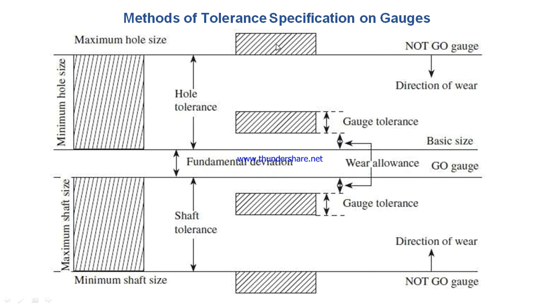In case of the higher limit, the not go gauge is there, which is not inserted, because the not go gauge belongs to the maximum metal limit, that is the upper limit of the hole. So no go tolerance would be mentioned over here.